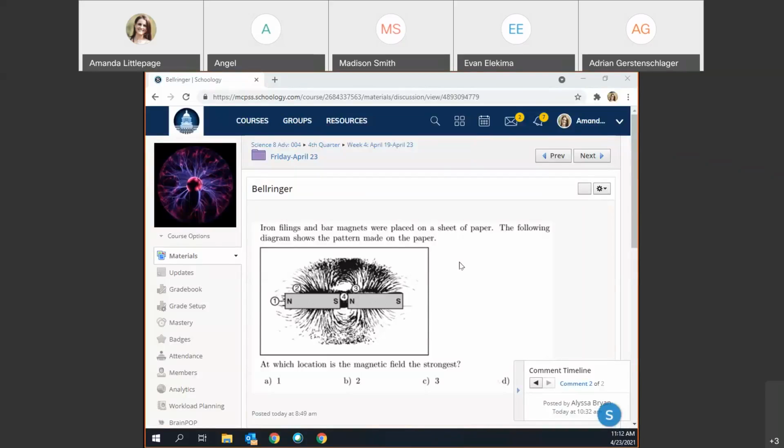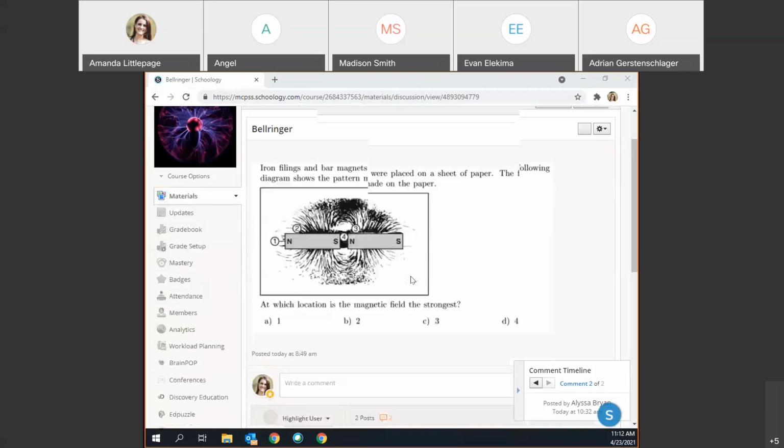We have a few things to get through today. So first up is a bell ringer on magnetism. Iron filings and a bar magnet were placed on a sheet of paper. The following diagram shows the pattern made on the paper. So look at the two magnets and their interaction. At which location is the magnetic field the strongest?